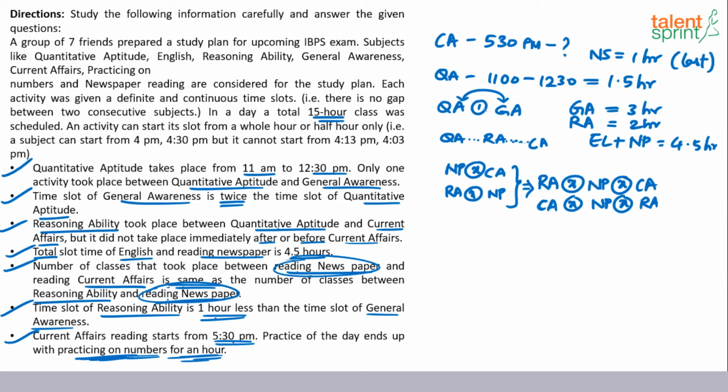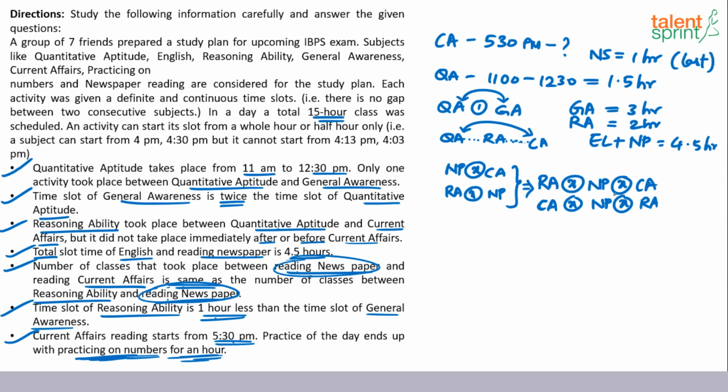Then there is one subject between quant and general awareness. There is the sequence between QA, RA, and CA. Of course, it can also swap. QA and CA can also swap, right? What was the point? The point was reasoning took place between QA and CA, but it did not take place immediately before or after current affairs. So these two can swap their positions: CA, RA, QA, or QA, RA, CA. And then this was one of the points: number of subjects between newspaper and current affairs, and number of subjects between reasoning ability and newspaper are same, X and X. So we'll lead to these two possibilities there.